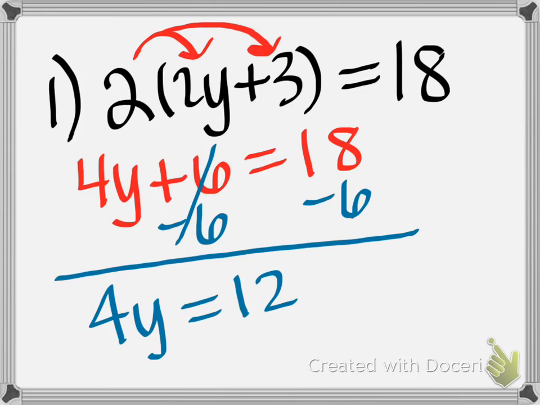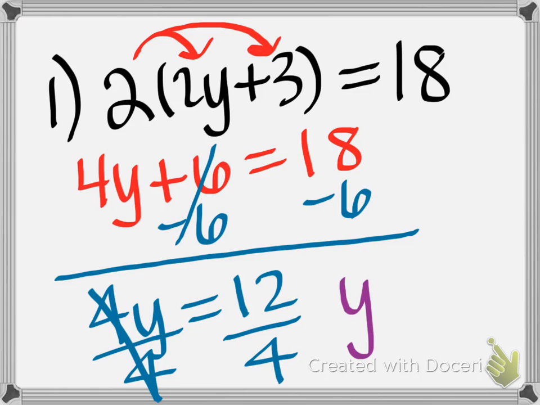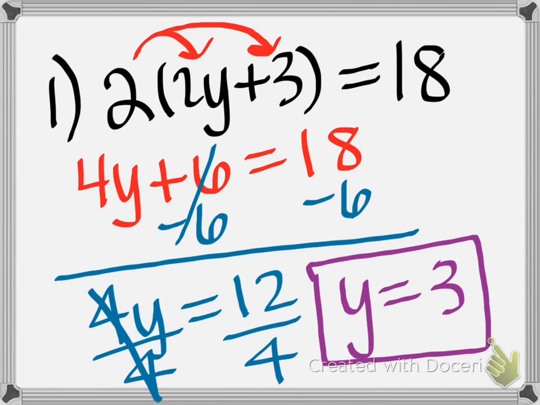So now I have one more step. I want to get my y alone, so I have to divide off my 4 on both sides. So these 4's will cancel. On my left side, I'm just left with y. And on my right, 12 divided by 4 is 3. So y equals 3 is my answer on that one. Okay? Now we're going to move on to number 2.